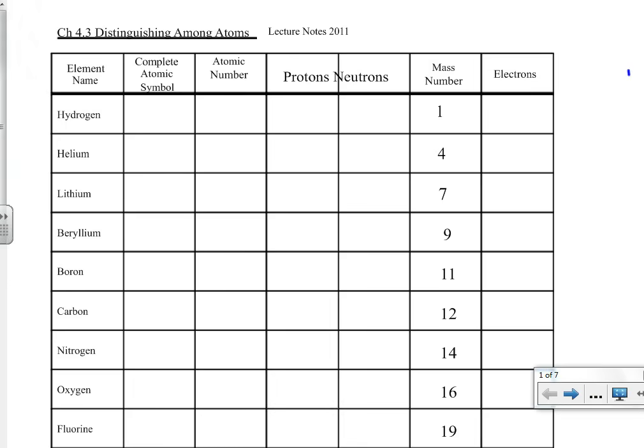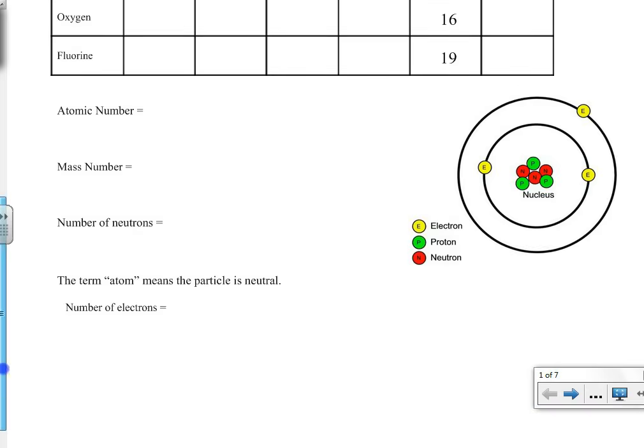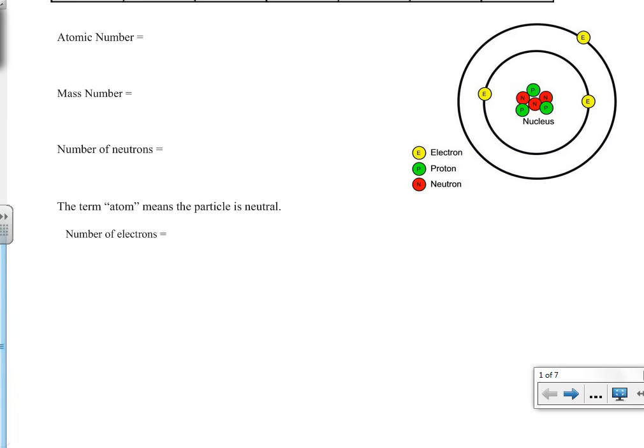This video lecture is from Chapter 4, Section 3, and covers the objectives that say that you can define the terms atomic number and mass number, and you can calculate the number of protons, neutrons, and electrons in an atom. You should have a handout that looks like this. You can find it in the handout section of my website. We are actually going to start down near the bottom of this handout where it says atomic number.